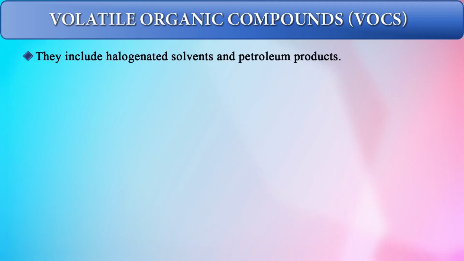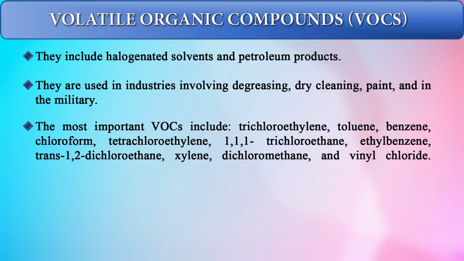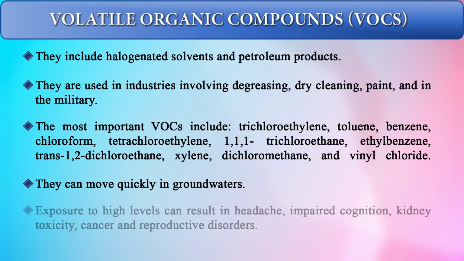In the same way, volatile organic compounds, we refer to them as VOCs. They include the halogenated solvents and petroleum products. They are used in industries involving degreasing, dry cleaning, paint, and also in the military. The most important VOCs include trichloroethylene, toluene, benzene, chloroform, tetrachloroethylene, 1,1,1-trichloroethane, ethyl benzene, trans-1,2-dichloroethane, xylene, dichloromethane, and vinyl chloride. These can quickly move in the groundwaters, and high exposure levels to these compounds can result in headaches, impaired cognition, kidney toxicity, cancer, and also reproductive disorders.